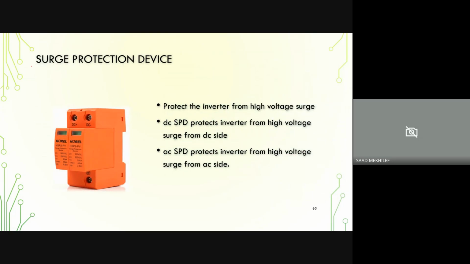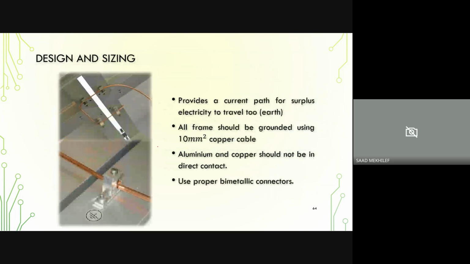Also, due to lightning, we use the surge protection devices. Okay, so that's actually very, very important, for protections.